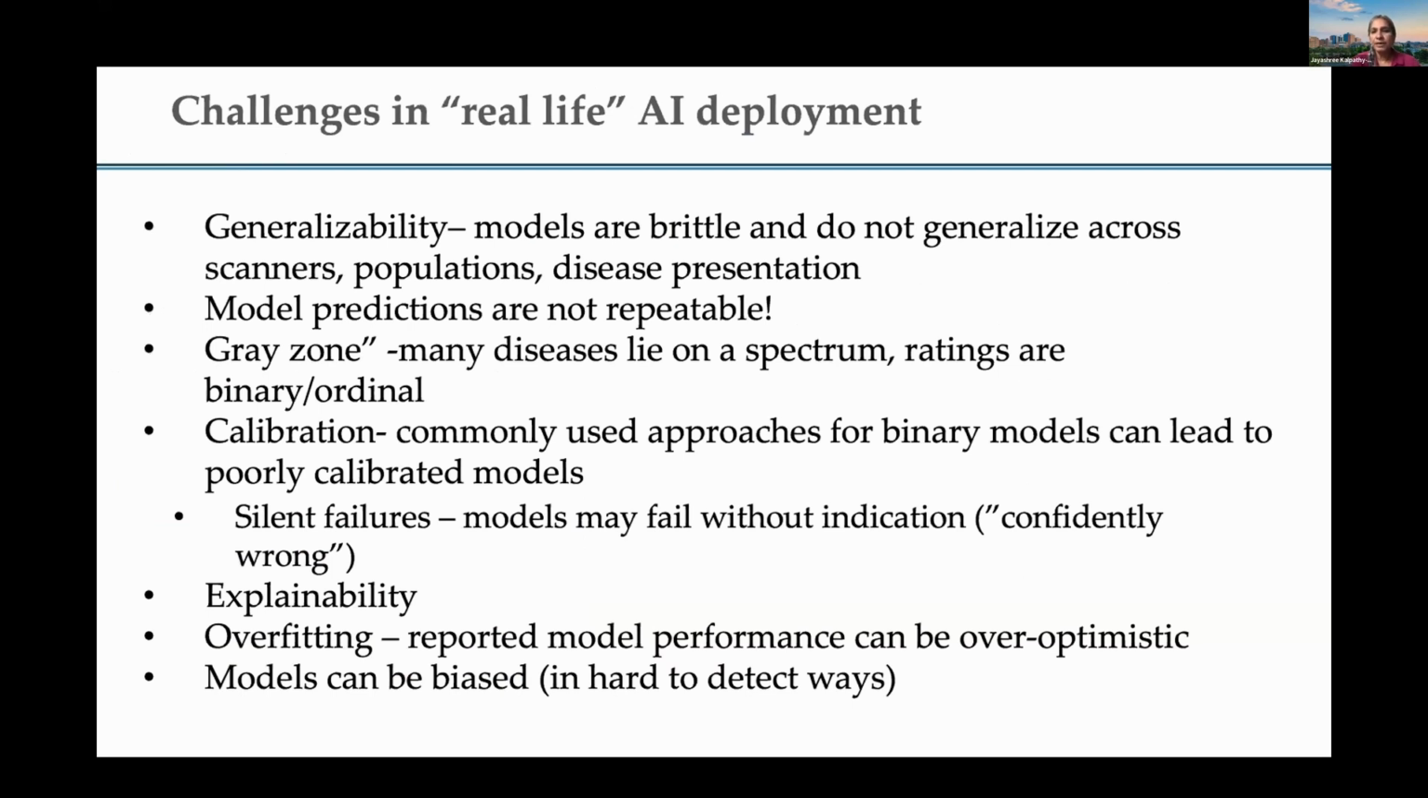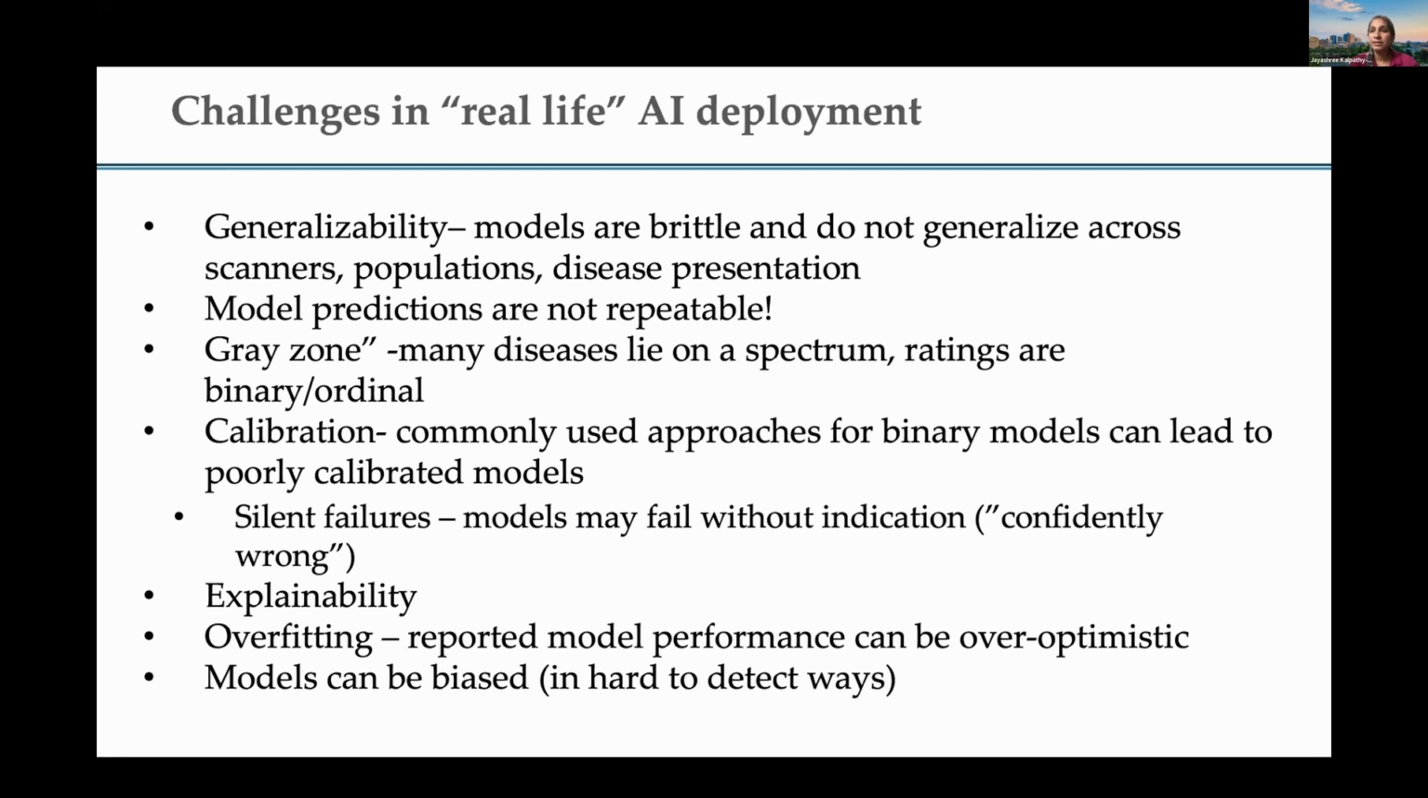So here's a list of some of the concerns that we have faced when transitioning from something that was one publication to something that is really worth deploying, when you're really going to be affecting a lot of patients' lives. So generalizability: models tend to be brittle and do not generalize across scanners, populations, disease presentations, and so on. The second one surprised us. Model predictions are not repeatable. We have seen actually very little of this in the literature.